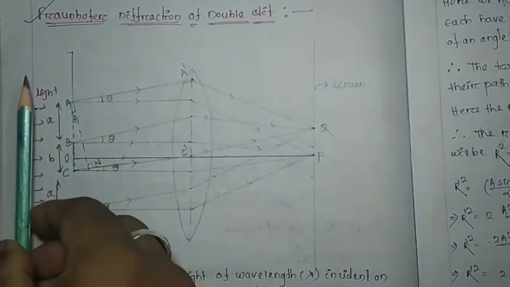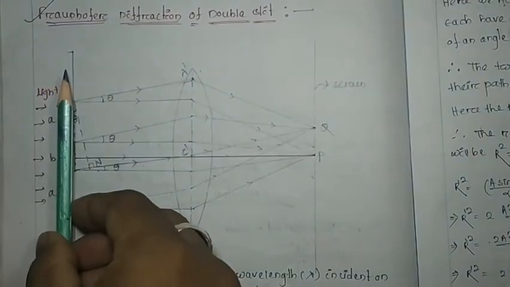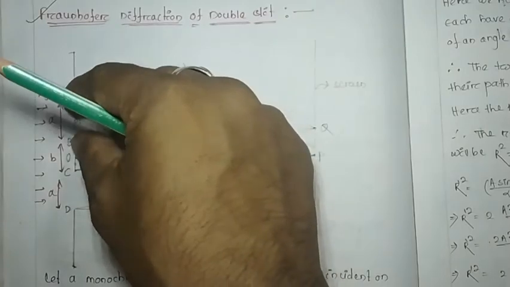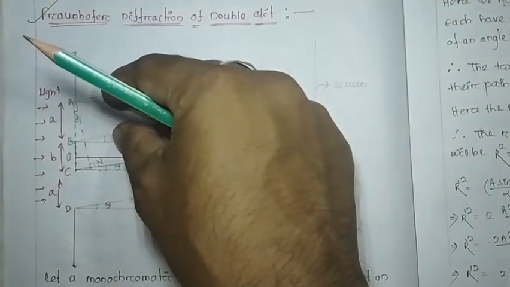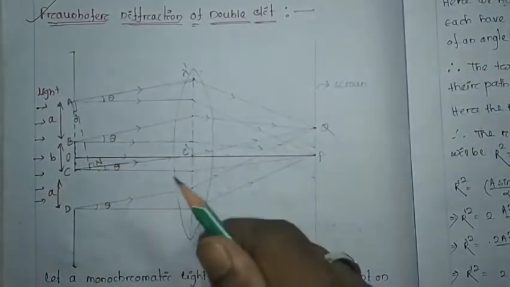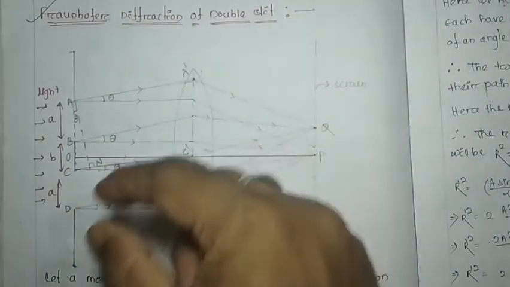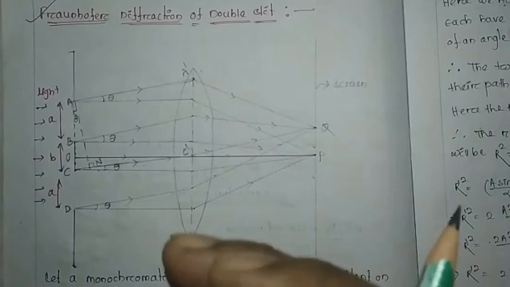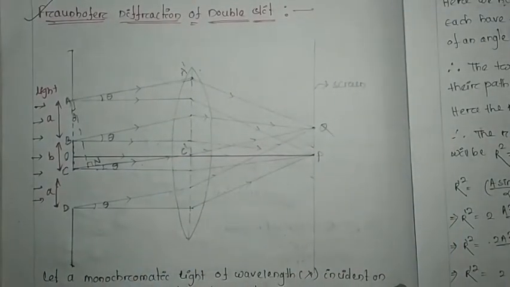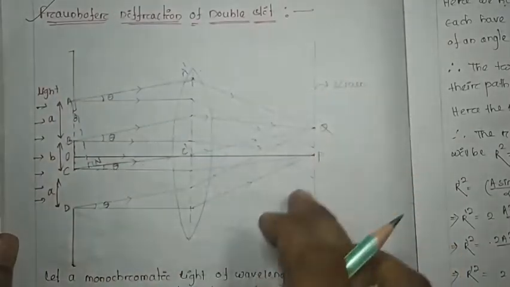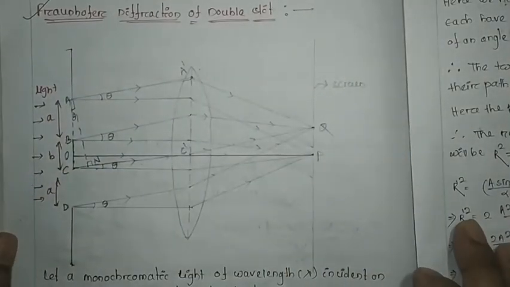So when the light comes from this side and falls over this, some of the rays are diffracted through the AB slit and some through the CD slit. Here one thing we can observe is that this experimental arrangement looks like the Young's double slit experiment.